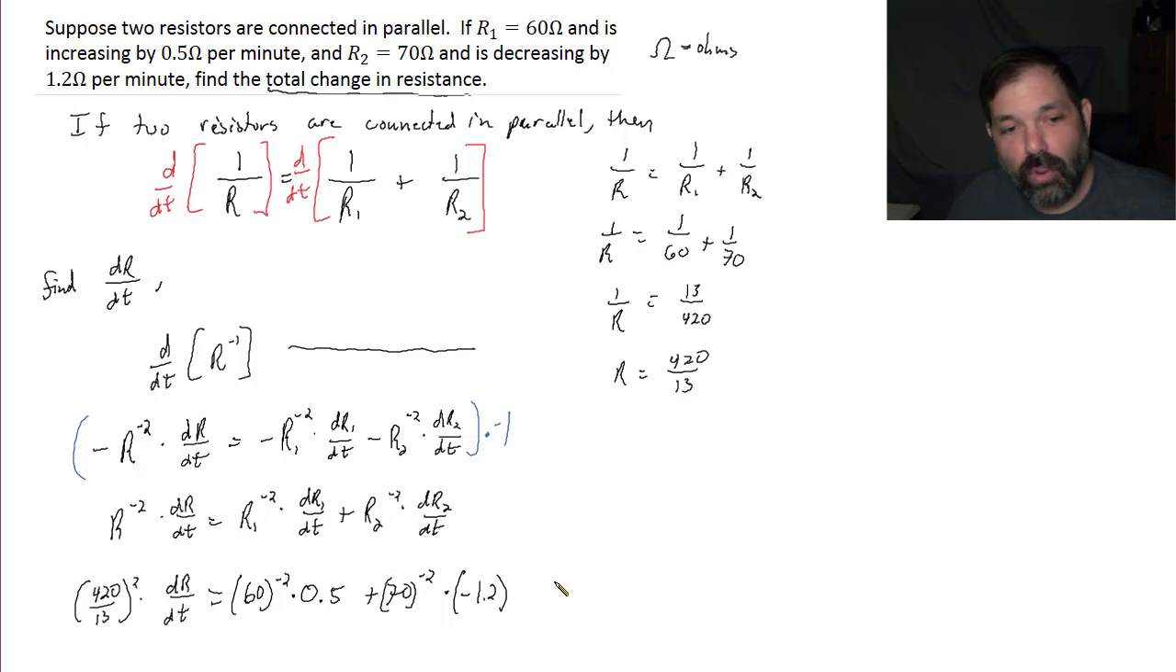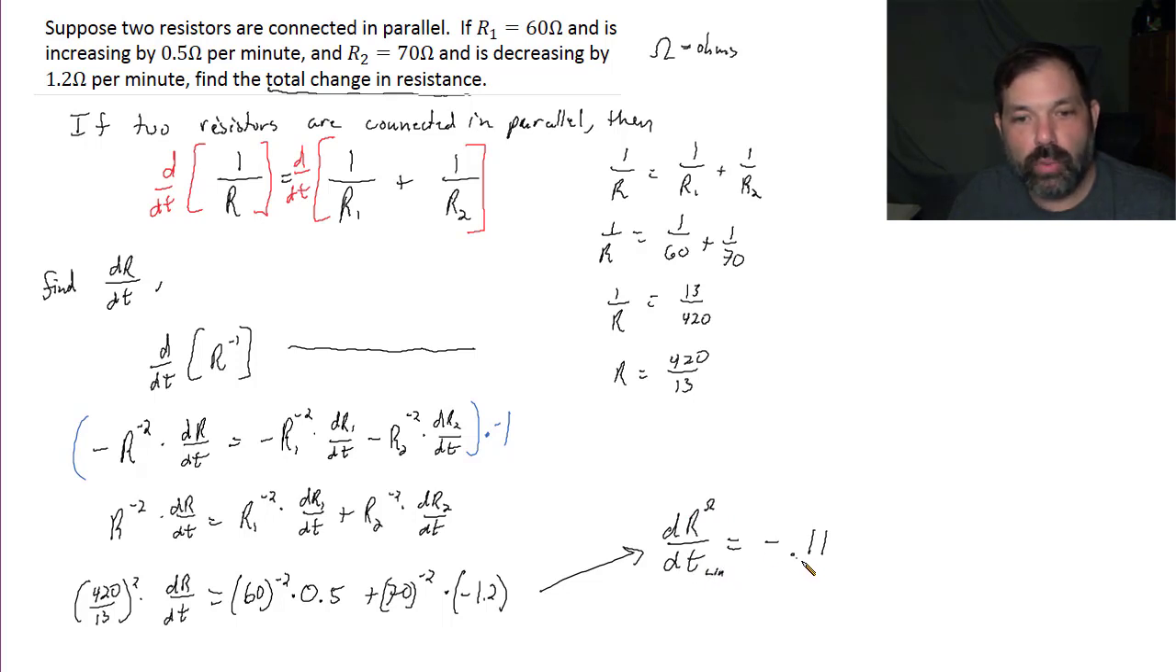Now if you go through all of this and simplify, and I assume you know how to use your calculator, we find that dR/dt is approximately negative 0.11. And let's think about the units. I didn't write all the units there, but the resistance is measured in ohms, and the time was in minutes. So it should seem reasonable that the units of dR/dt would be ohms per minute. Negative 0.11 ohms per minute.